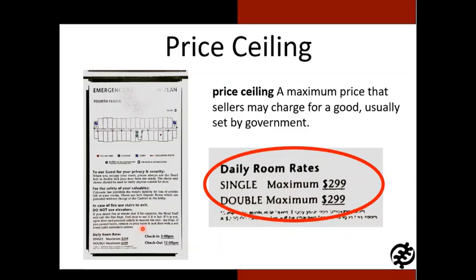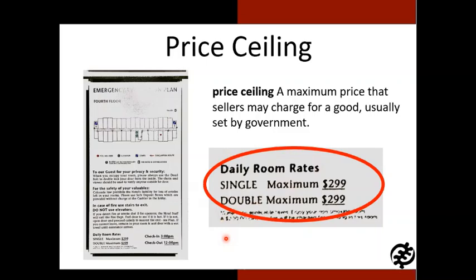Now, at this point, I look at that card, $299 a night, and I go, what? And I turn around and look at the room, and I go, huh? Look back at the rate. What? Look back at the room. For this? Huh? What that is, this is the price ceiling.